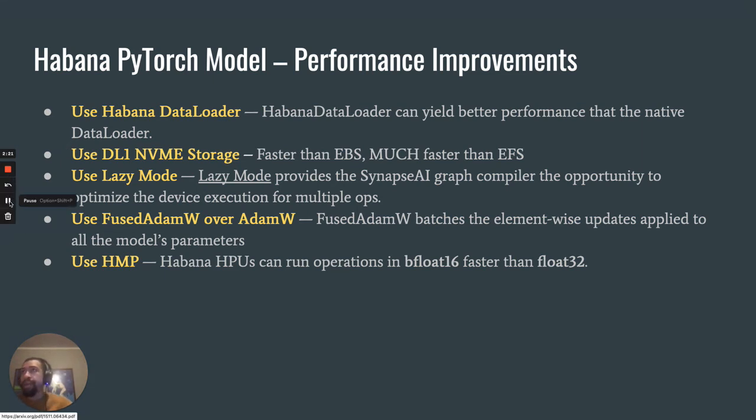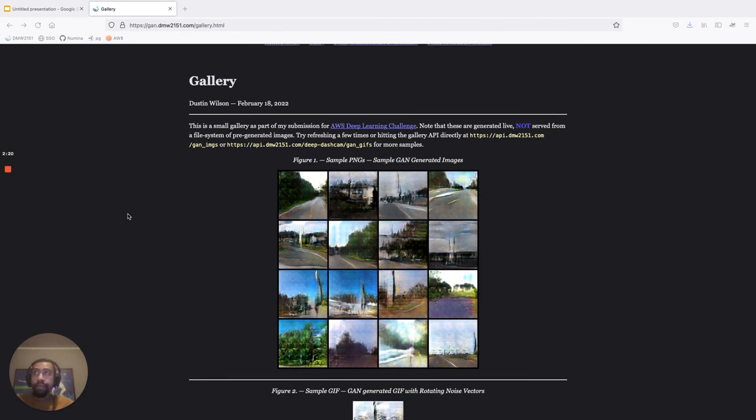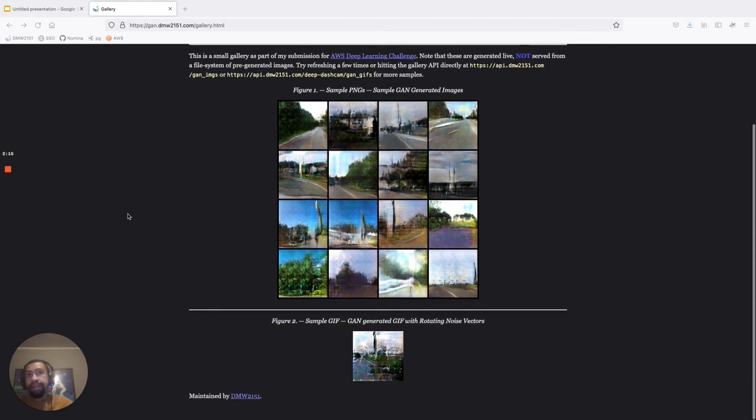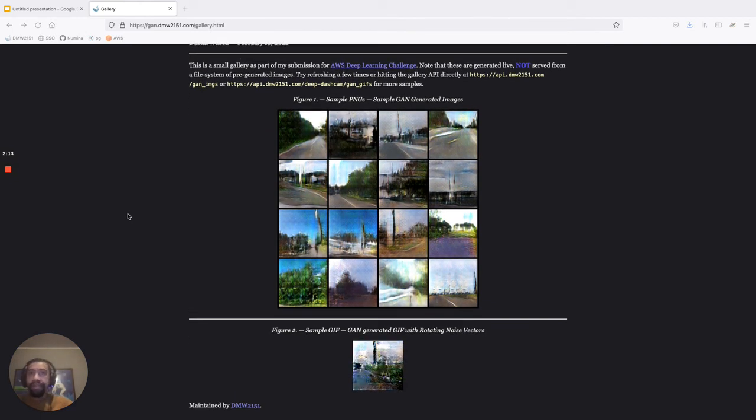So let's do a quick demo. I've put up this site, gan.dmw2151.com, which contains a gallery of some sample images. As you can see, they are not quite the prettiest, but they are in line with what we would expect for DCGAN. In retrospect, we could have perhaps used a more modern architecture, but I thought that the low-level control that I got over the model with DCGAN was really important.